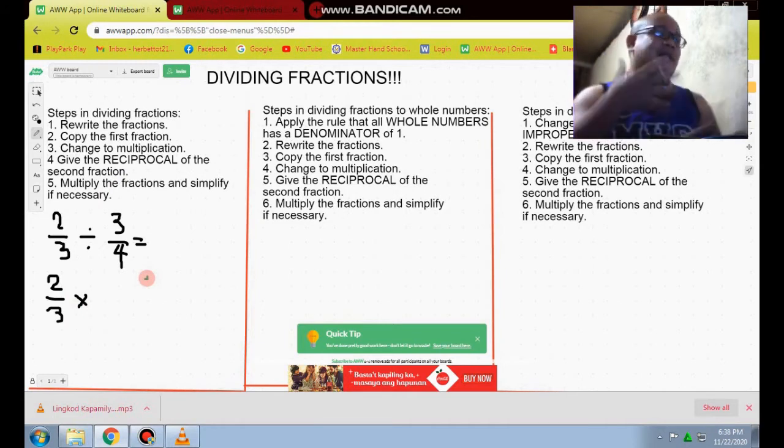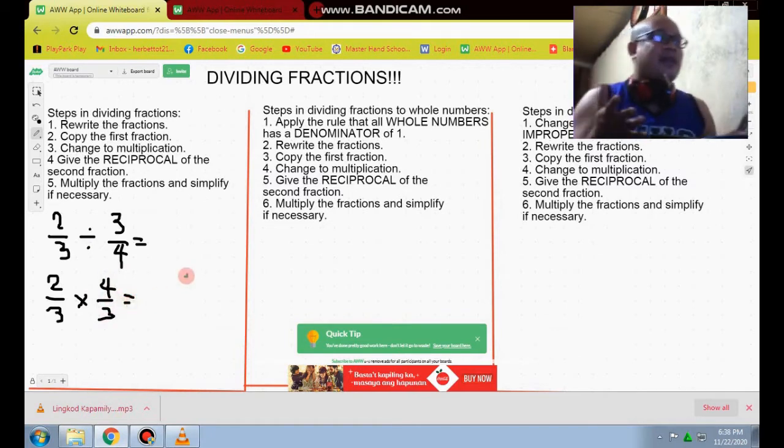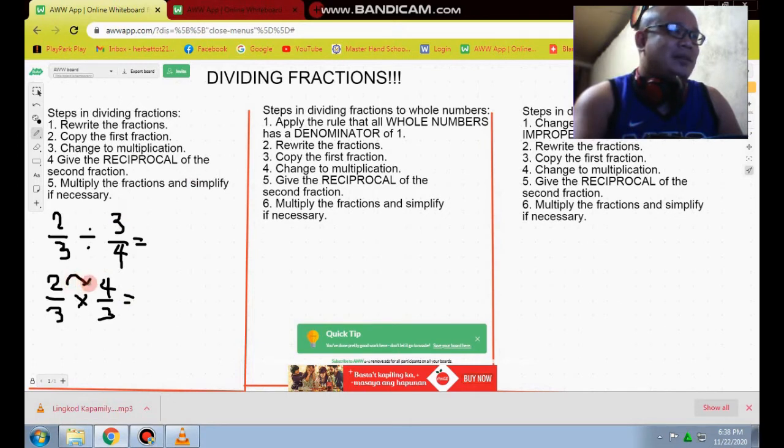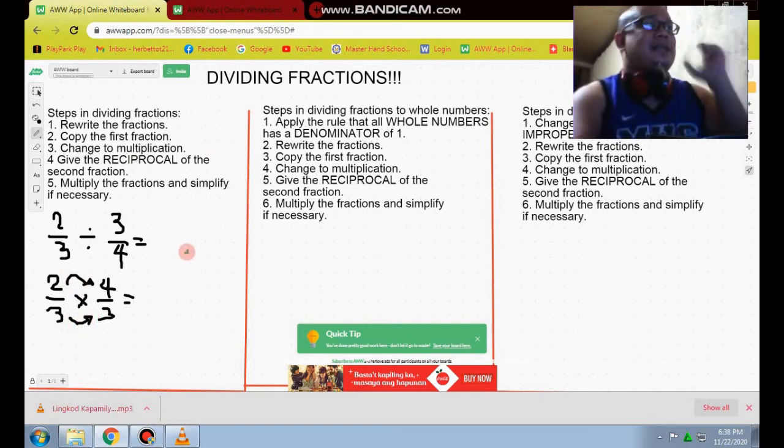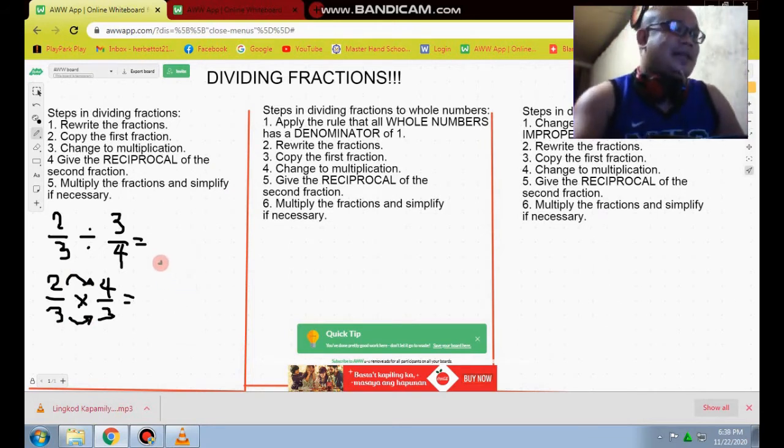No? Pag sinabi naman natin reciprocal is the kabaliktaran, no? The multiplicative inverse. Okay? So 3/4 will be 4/3. Ayan. So yan yung reciprocal ng 3/4. Right? Then the last is multiply the fractions. So paano ba tayo nag-multiply ng fractions? So numerator to numerator, then denominator to denominator. Alright? Okay? Then the last step is multiply the fractions and simplify if necessary. So reduce to lowest term or give the simplest form. Alright? Sige, try na natin.